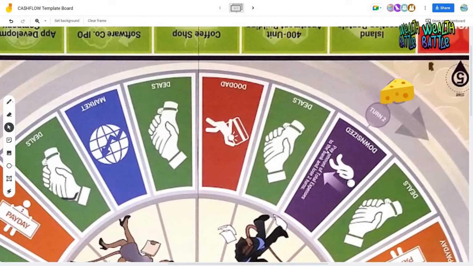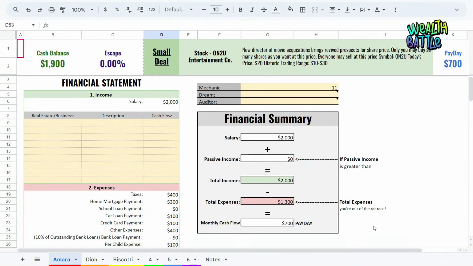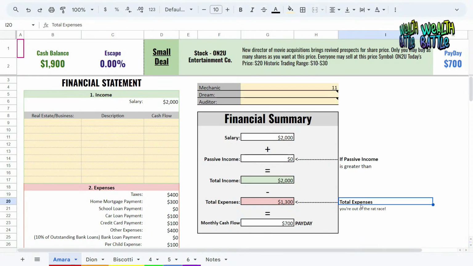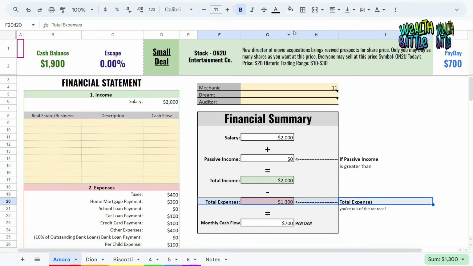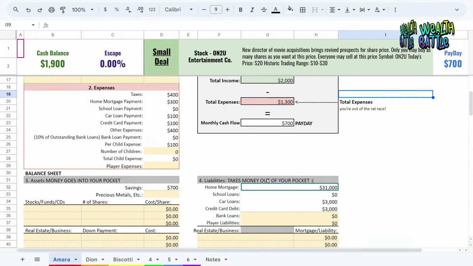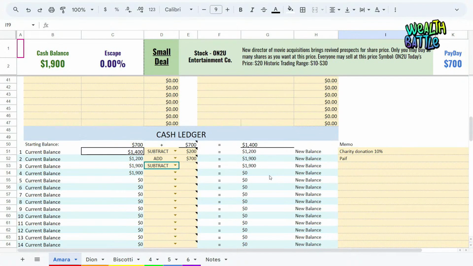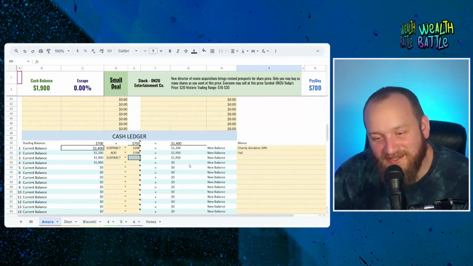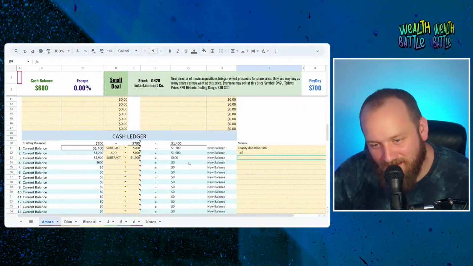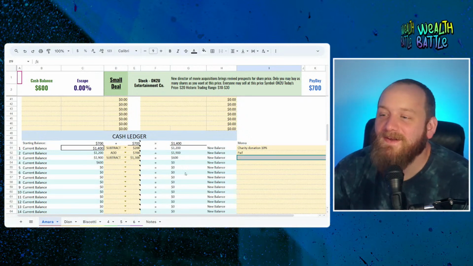All right. So what is the amount of your total expenses? Let me go back to that sheet. Where is it? Expenses, $1,300. You're going to pay $1,300 to the bankaroonie. So go down to cash ledger and now subtract, and then $1,300 in memo, downsize to the bankaroonie, PAIF them in full.